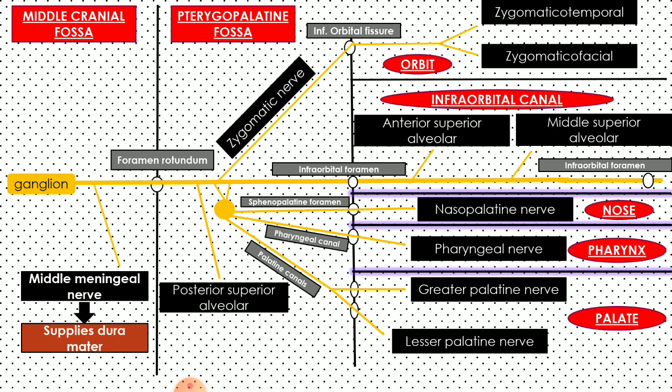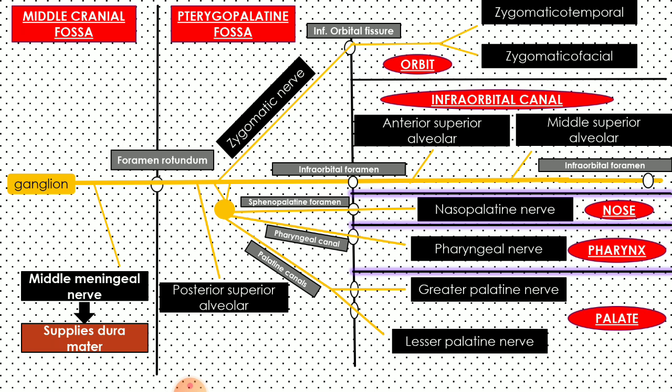In the nose, the nerve supplying is called the nasopalatine nerve. In the pharynx it is the pharyngeal nerve, whereas over the palate it is the greater palatine nerve and the lesser or middle palatine nerve. So this is the entire extent of the maxillary nerve till the pterygopalatine fossa. And now from the pterygopalatine fossa it has entered the canal. From the infraorbital canal it has given two branches, and from the infraorbital canal to the infraorbital foramen it has traversed and exited over the face.